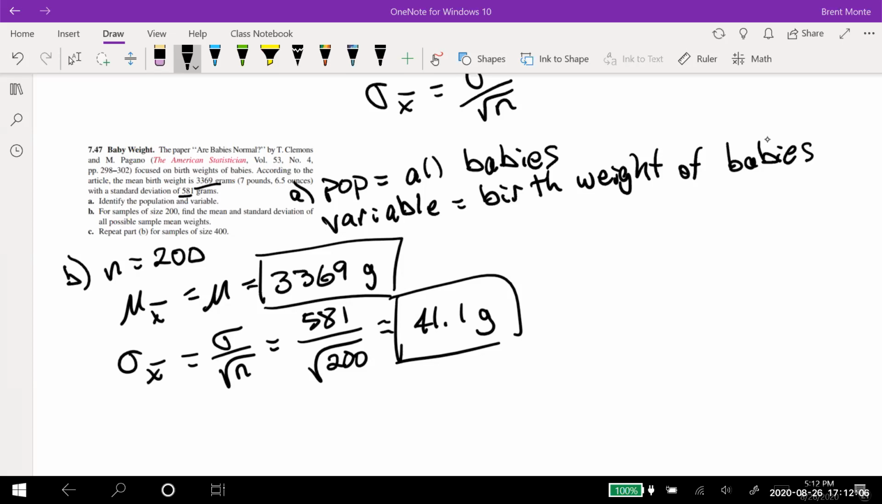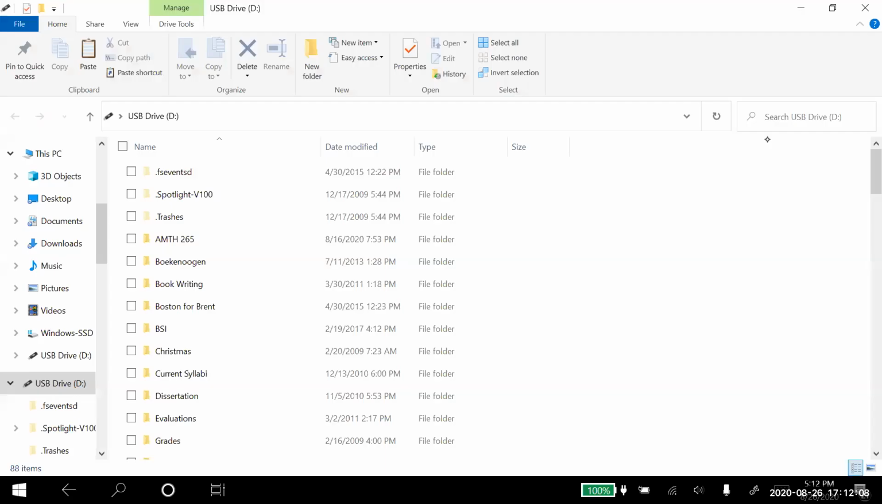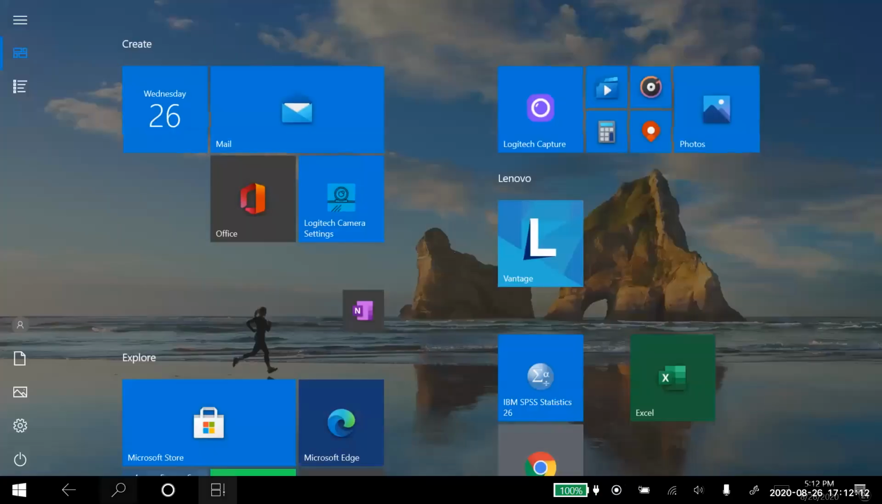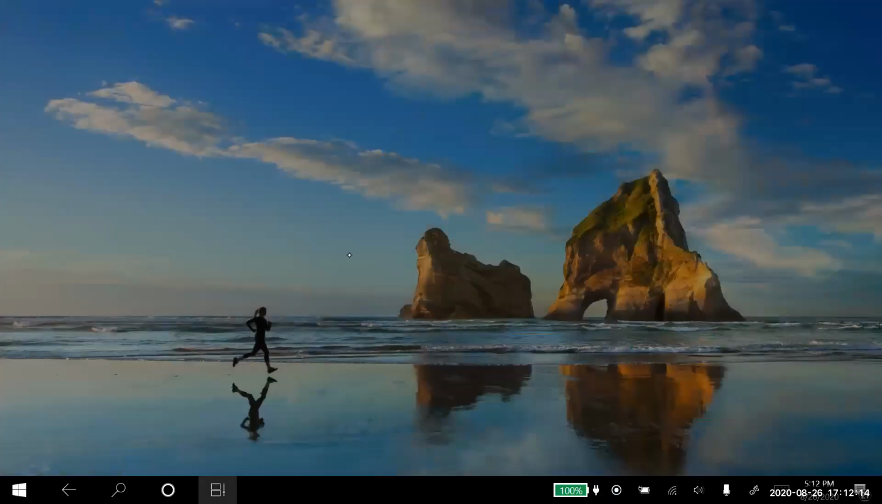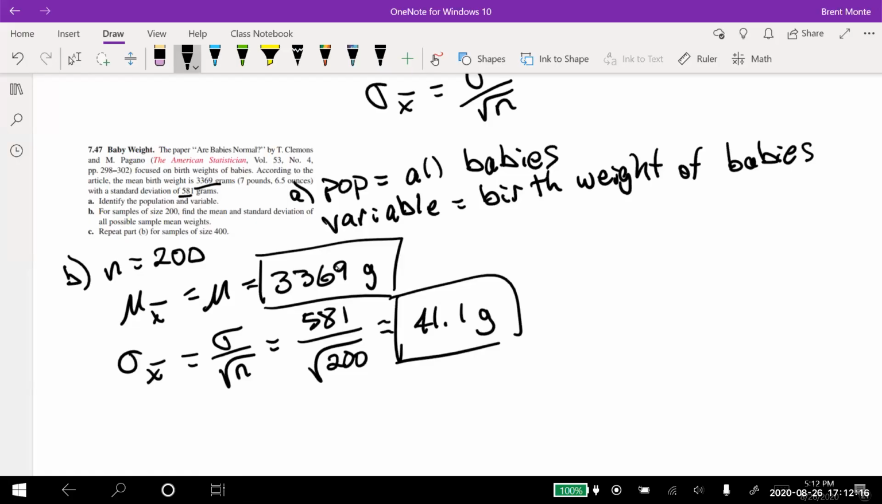But in this case, the standard deviation of all these sample means, well, it disappeared. The standard deviation of all these sample means comes out to be 41.1, a much smaller spread, so I'm more likely to get a sample mean close to the population mean.